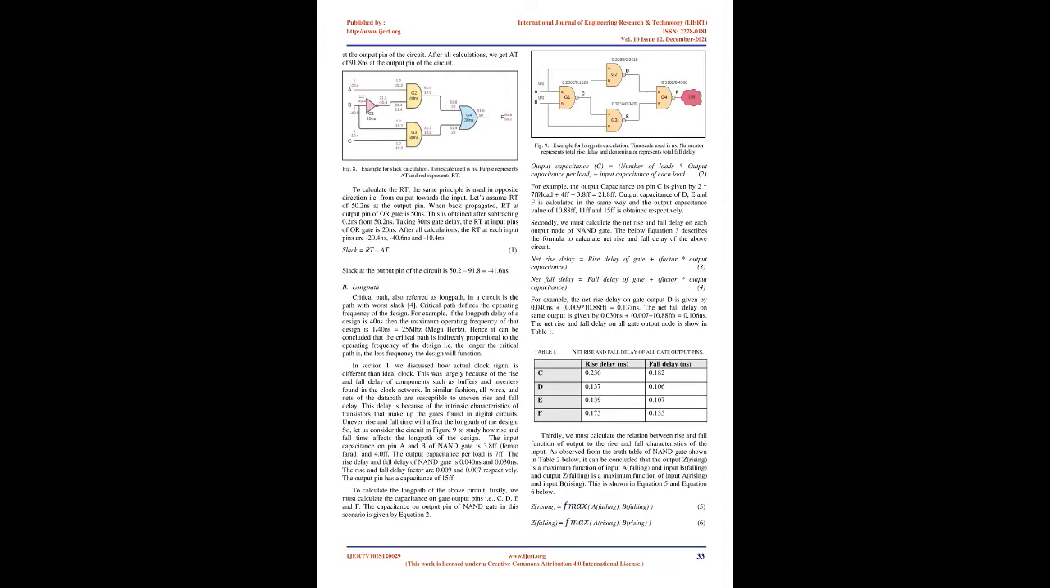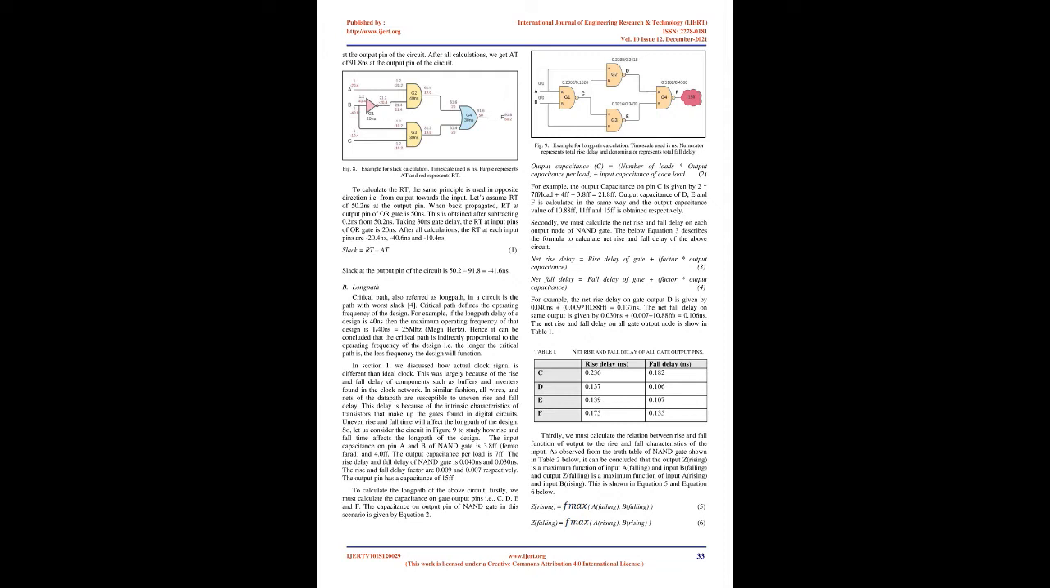In similar fashion, all wires and nets of the data path are susceptible to uneven rise and fall delay. This delay is because of the intrinsic characteristics of transistors that make up the gates found in digital circuits. Uneven rise and fall time will affect the long path of the design. So, let us consider the circuit in Figure 9 to study how rise and fall time affects the long path of the design.